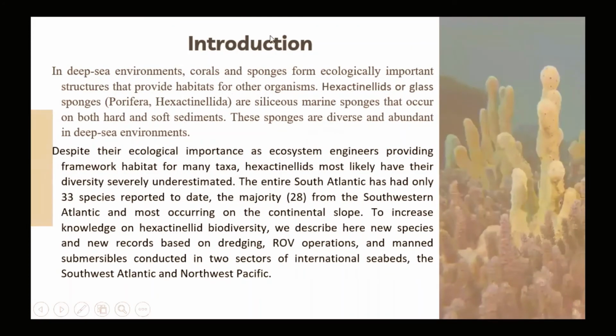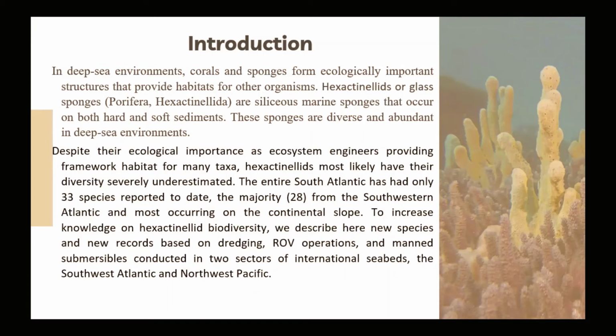In the introduction, in deep sea environments, corals and sponges form ecologically important structures that provide habitats for organisms. Hexactinellids, or glass sponges, are siliceous marine sponges that occur in both hard and soft sediments. These sponges are diverse and abundant in deep sea environments.